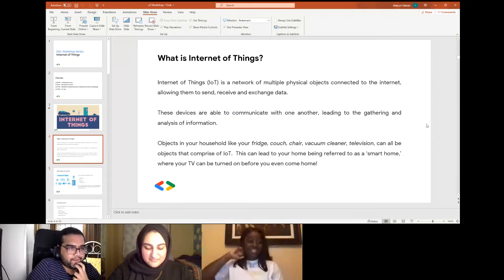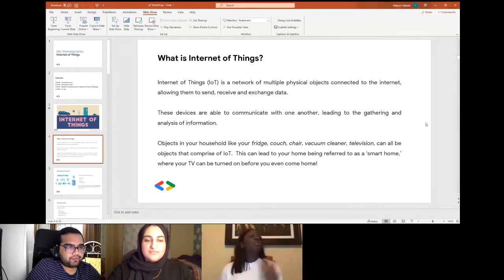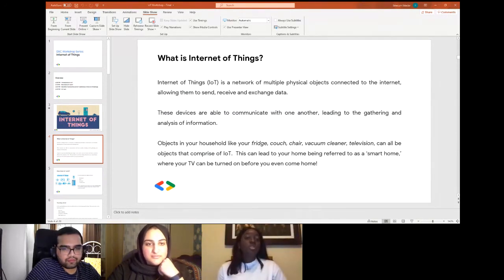Okay, let's begin now. So Internet of Things basically comprises the use of network-connected devices to provide information and make sense of it. Essentially, it's just a network of physical objects that are connected to the internet and that allow them to send, exchange, and receive information and data. These devices communicate with one another and therefore result in information gathering and analysis. Simple household objects like your television, vacuum cleaner, and even your couch can be considered IoT devices as long as they can be connected to the internet. It can even lead to your house being called a smart home.